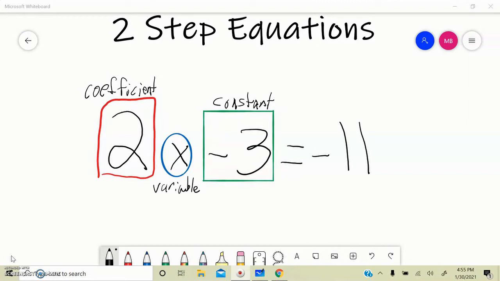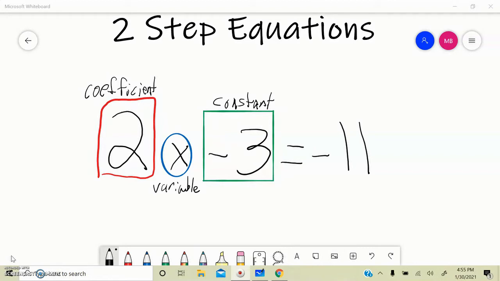The 2 is attached to the variable x, so that's going to make 2 a coefficient. A coefficient's attached to the variable. The variable is the letter that is represented in the equation. In advanced math, you may see multiple variables. For our purposes, in 7th grade and 8th grade, we're focusing primarily on one variable.